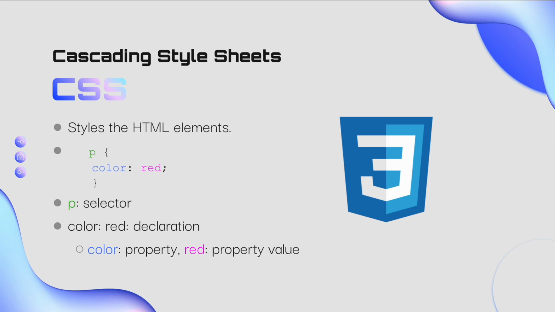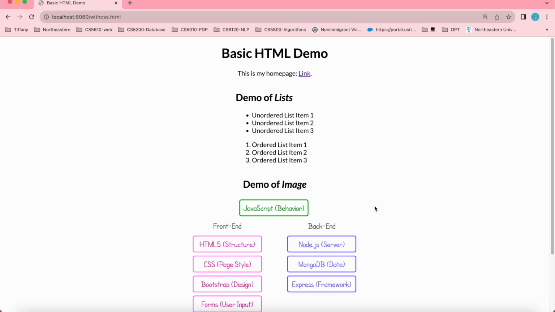CSS is a style sheet language that controls the visual presentation and layout of HTML documents. In this example, the CSS code selects all paragraph elements and sets the text color to red. This is how CSS works, using selectors to target HTML elements and apply styling rules to them. Selectors can be based on element names, classes, IDs, attributes, and more. This is what the page looks like after I applied CSS to it.